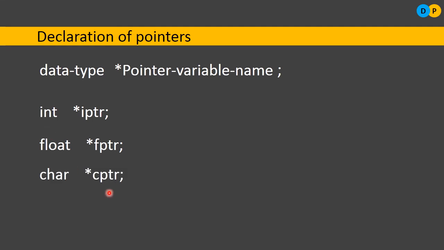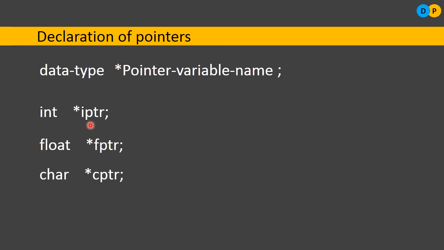Similarly, cptr is also a pointer variable. It will be holding an address of a character variable. This is very important. There should not be a mismatch. If a pointer variable is pointing to an integer variable, then the data type of both the integer variable and the pointer variable should match.